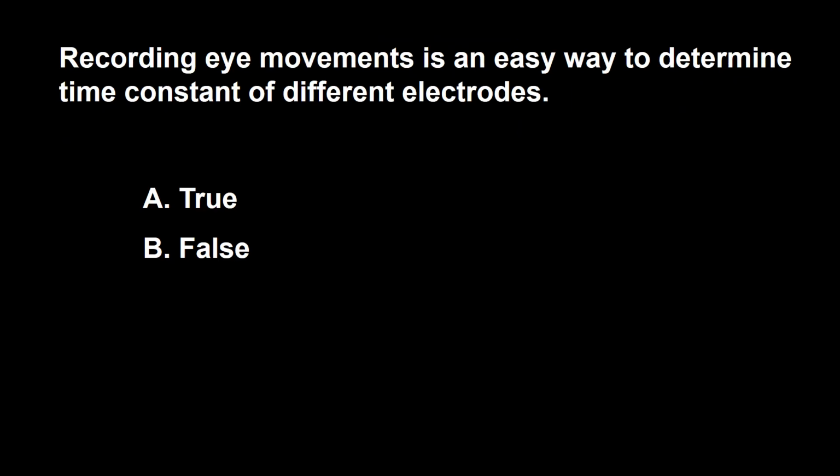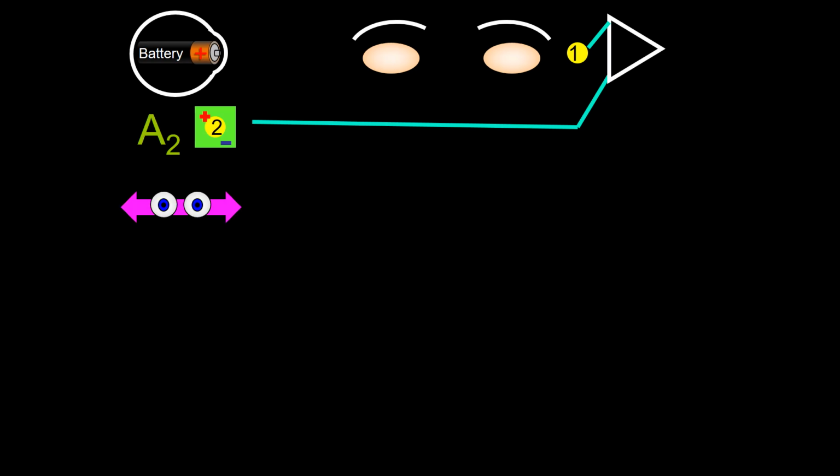The next question is, recording eye movements is an easy way to determine time constant of different electrodes. A true, B false. The eyeball can be thought of as a battery with a positive charge towards the cornea. If we decide to monitor eye movements by placing one electrode lateral to the left eye and to enter that electrode through the G1 element of the amplifier, and to place another electrode at the location of A2 and to enter that electrode through the G2 element of the amplifier, when the patient is looking straight ahead and the electrodes are made of silver chloride, we will get a pretty much straight line.